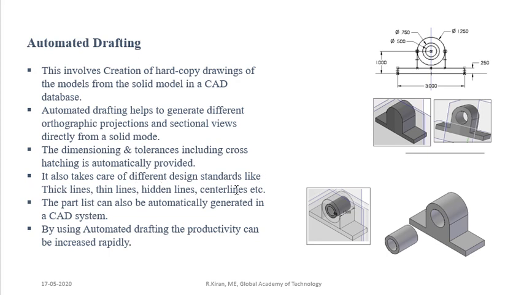It also takes care of different design standards, like whether it is a thick line or thin line, or hidden lines, which we make use of in the case of solids. Whenever we create the geometric model of the component, we have to differentiate between the thick and the thin lines, which can be identified easily using this automated drafting system. And by using automated drafting, the productivity can be enhanced rapidly, so that we can increase the production of the manufacturing sector.